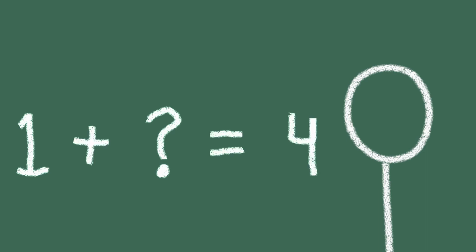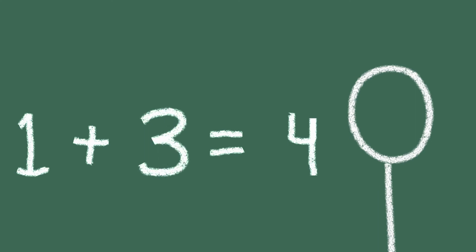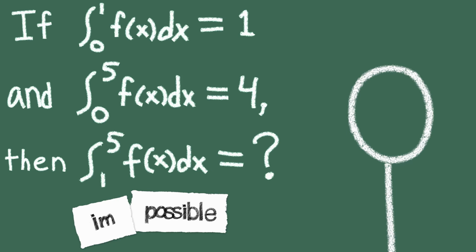For example, what if we're looking at the collection of two numbers? One number is 1, and we're missing the second number. But we know that the complete collection adds up to 4. So the missing number is clearly 3, right? Well, in fact, you just solved the impossible problem from earlier.